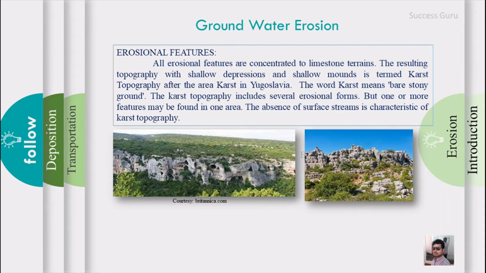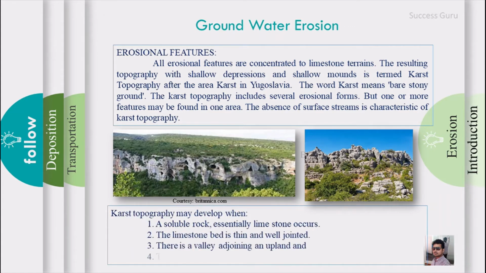The karst topography includes several erosional forms, but one or more features may be found in one area and may not be found in another area. The absence of surface streams is the characteristic of the karst topography, which you can expect everywhere. That is, if there is a karst topography, you may not see running water on the surface. The river may have disappeared from the surface.